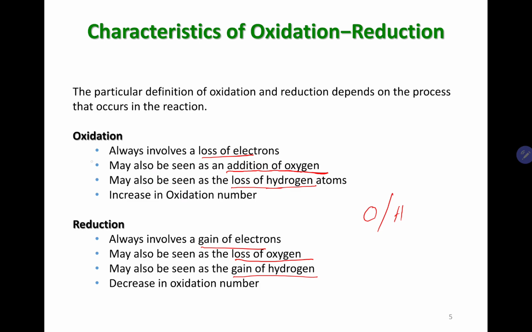Actually, these two bullet points, the second and third bullet points, are very important if you discuss organic reactions. Why? Because in organic reactions, you always see oxygen and hydrogen. So it is very convenient to use these two bullet points. But here's the thing. In inorganic chemistry, we may not see oxygen and hydrogen in our chemical reaction.